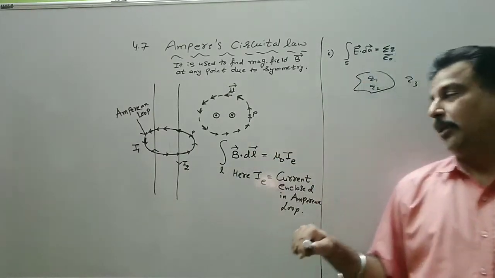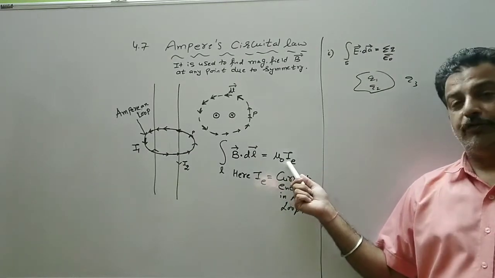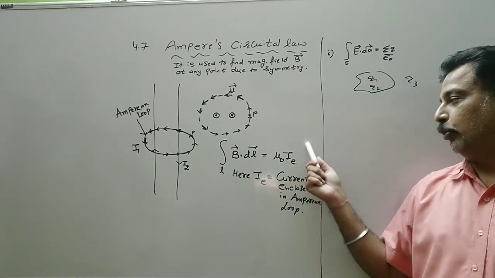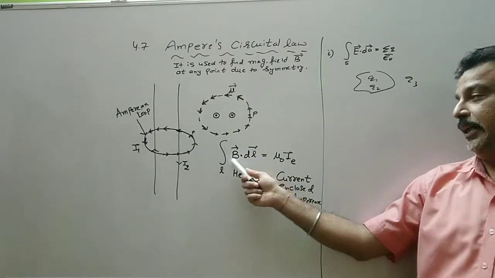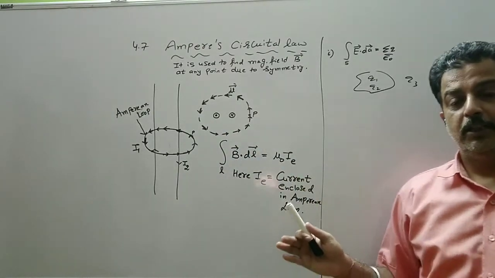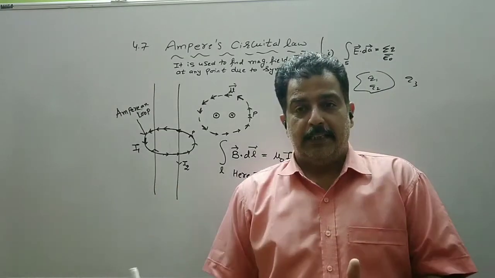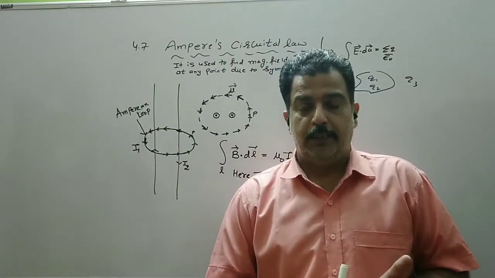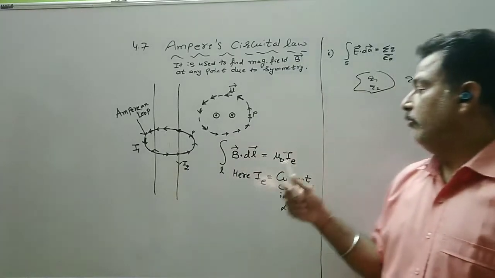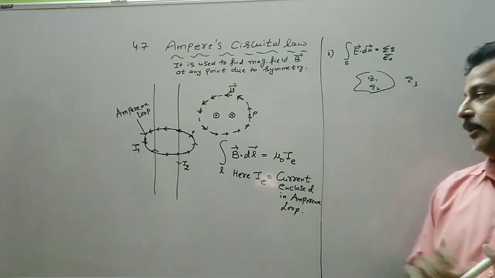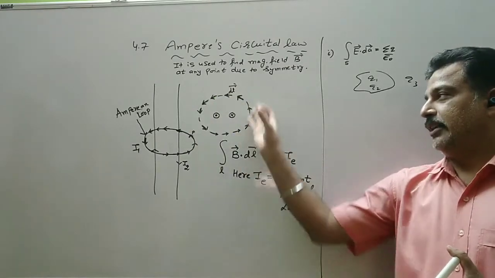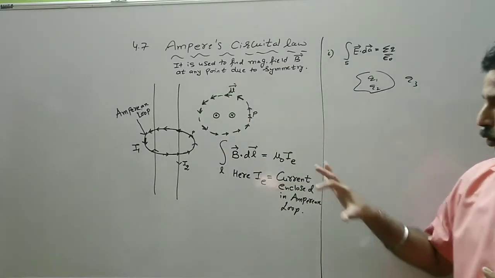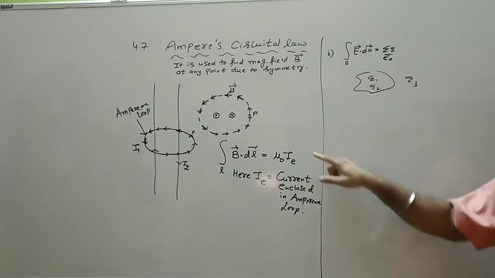But while using this side of the equation, we have to take only the currents which are enclosed in the Amperian loop. So B is due to all the wires, whether the wire is inside the Amperian loop or outside. But when you consider the current, it should be only due to the currents which are enclosed in the Amperian loop. Now this is the situation.